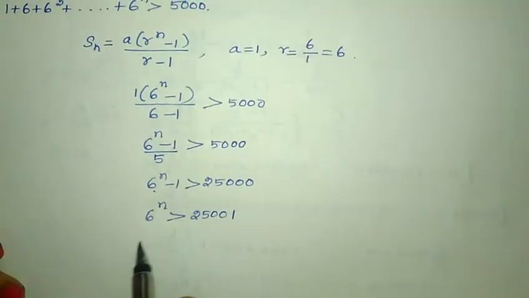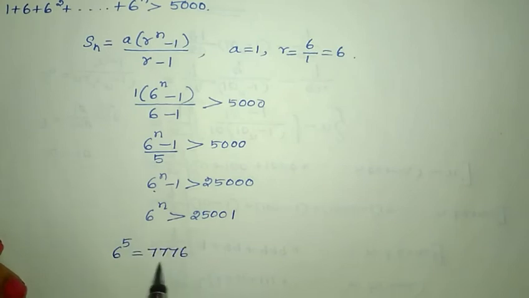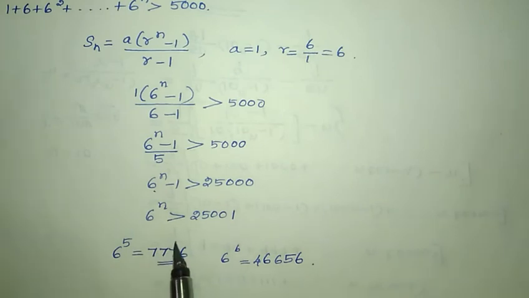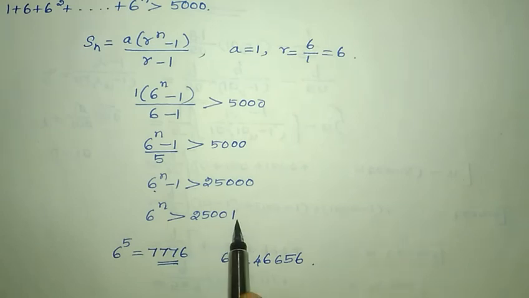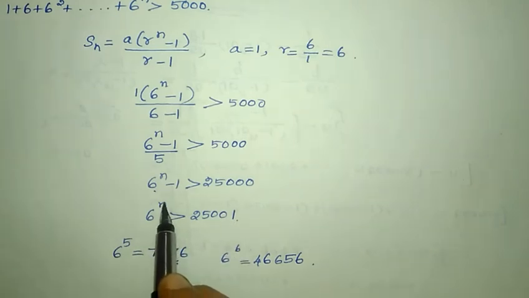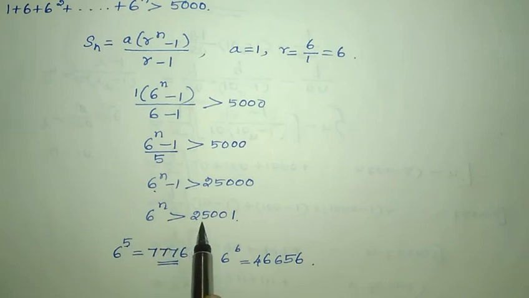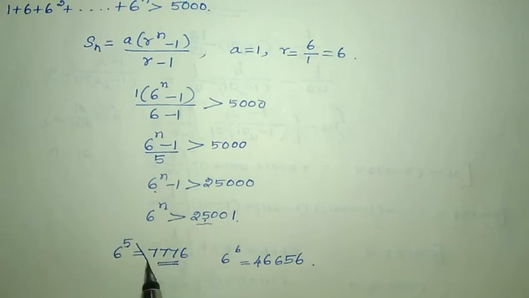Now see, 6 power 5 is 7,776. 6 power 6 is 46,656. Here, see here, the 6 power n value is greater than 25,001. So if the value of n is 5, it is 7,776. That is not greater than 25,000. This is less than 25,000. So this is not possible.